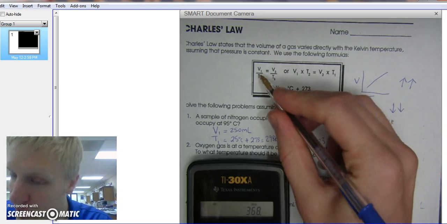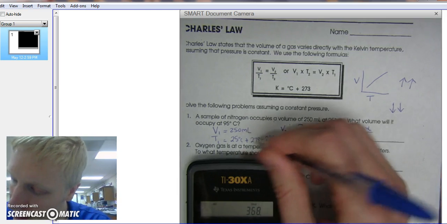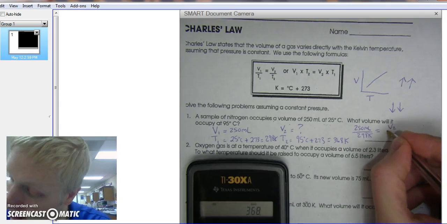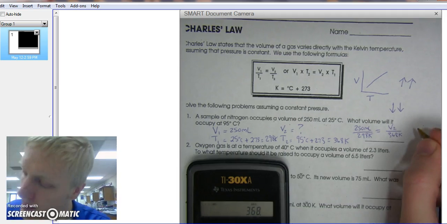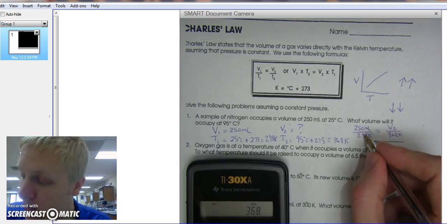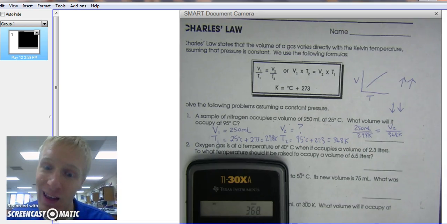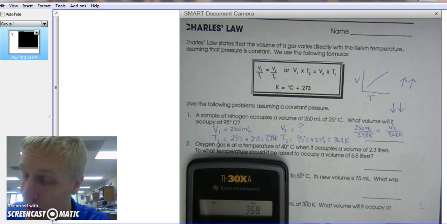So, using V1 over T1, my volume 1 is 250. My temperature 1 is 298. And my volume 2 is, I'm not sure, so I'm looking for that. The temperature 2 is 368. Alright, multiple ways to solve this one. This is just algebra 1. You could either take 250 divided by 298 and then multiply both sides by 368, or you could do that fancy little trick called cross multiplying. That's the way I like doing it, so I'm going to show it that way. But you don't have to do it that way if you don't want to.